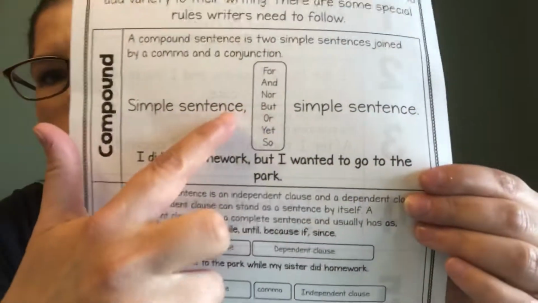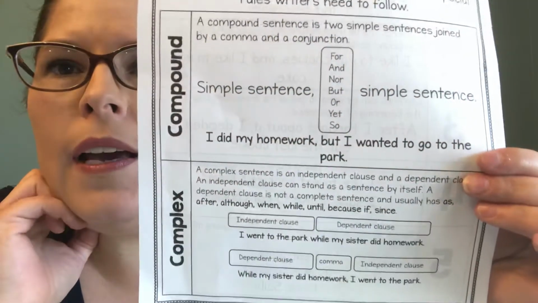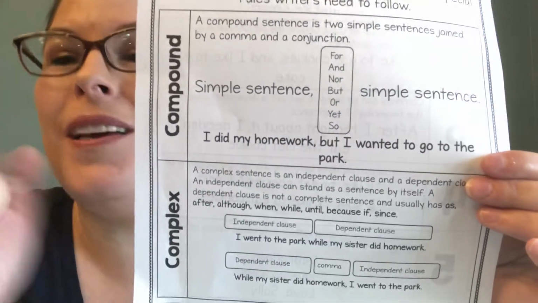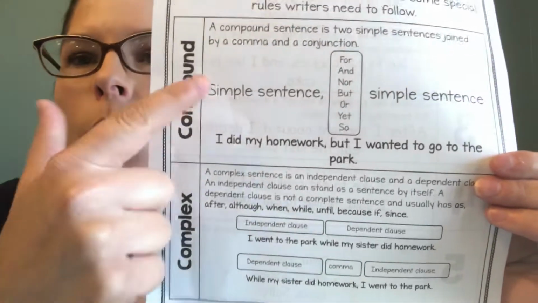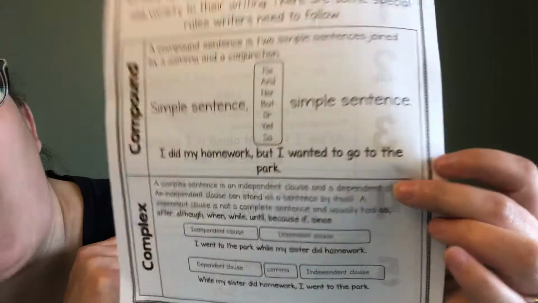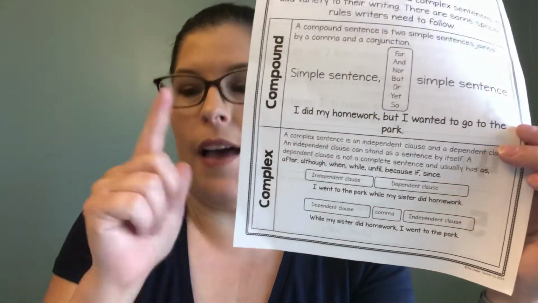So here's a simple sentence, then a comma, and then one of these conjunctions: for, and, nor, but, or, yet, or so. I'm gonna get really good at reading backwards by the end. So you're gonna do a simple sentence, comma, and then a conjunction, then another simple sentence. So example, I did my homework, comma, but I wanted to go to the park. So that comma goes before the conjunction. So number 25, Natalia missed the bus, so her stepdad drove her to school.